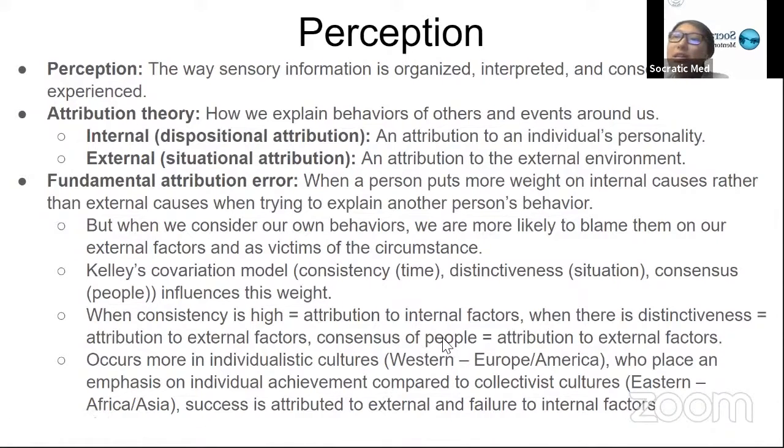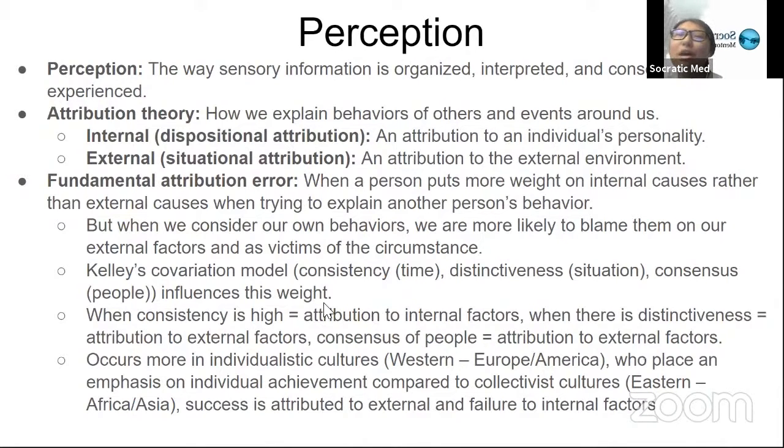And then consensus of people is when multiple people are doing that same behavior or that same outcome. So you could say you're a student that's late for school, and a bunch of other of your classmates are also late at the same time, and it could be due to a late bus or something like that. And so we know then that's an attribution to the external factors or that late bus or traffic on the highway.